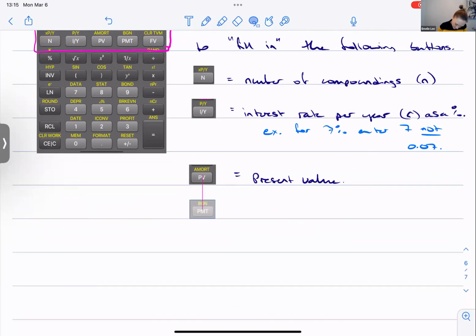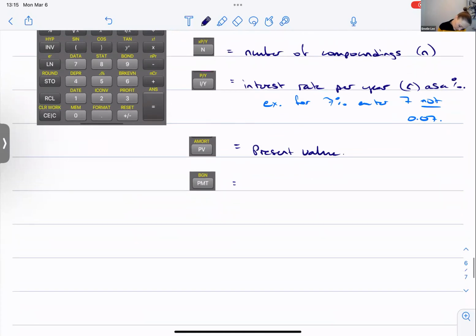Maybe I'll do them all in a row here. The PMT is the payment amount. Now, this does not apply until chapter 6. So until chapter 6, you're just going to put 0 in there, or ignore it. So this is the payment amount.